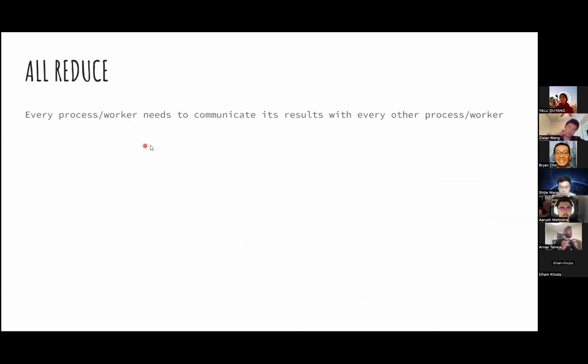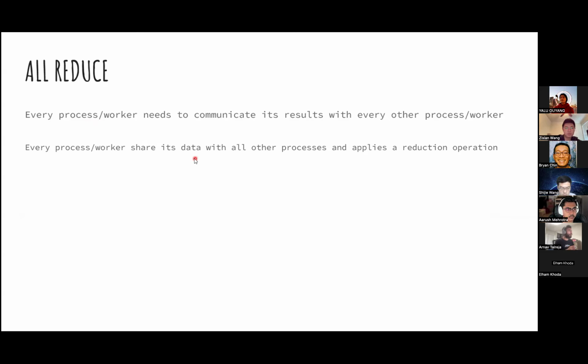Now, all reduce. All reduce is something that Yalu also referred to. It is something that tensor parallelism uses for each and every layer. Since this is extremely crucial for the next part of my presentation, I thought I'd quickly give a small overview of what all reduce is. While training a model, every process or worker here basically represents one GPU. Every process or worker needs to communicate its results with every other process or worker. Next, please.